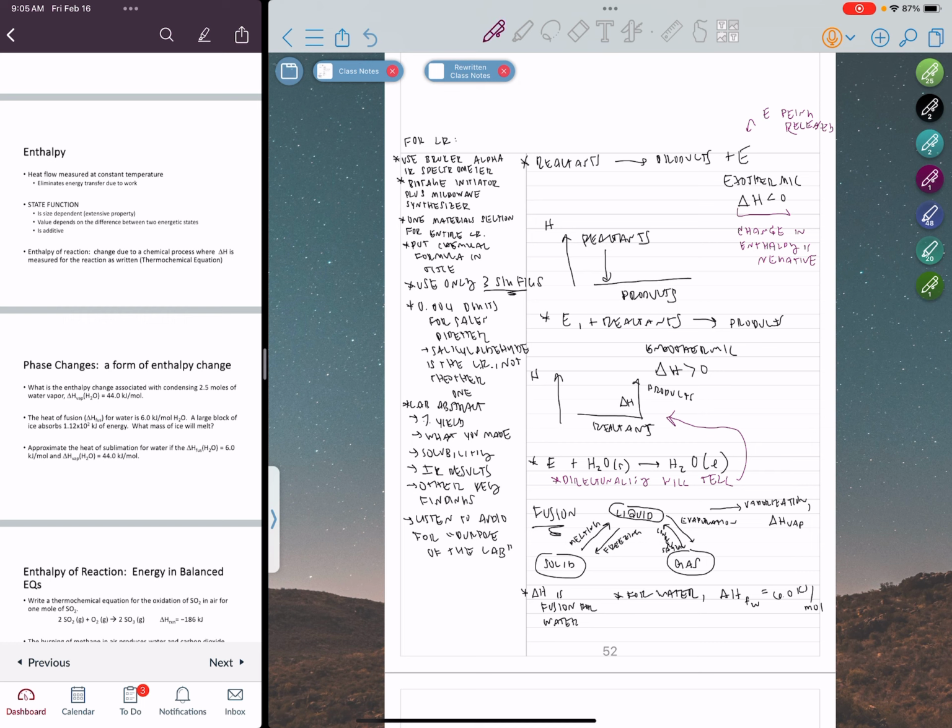It's about 40-something, it's on your sheet, about 40-something kilojoules per mole, on the positive side, to go from liquid to gas. For the gas to go back to the liquid, it's negative 44. What you'll notice very frequently is, just before it snows, if you're standing outside, all of a sudden it'll start to get a little bit warmer, just as it starts to snow.